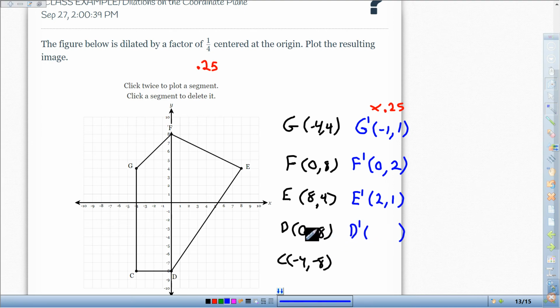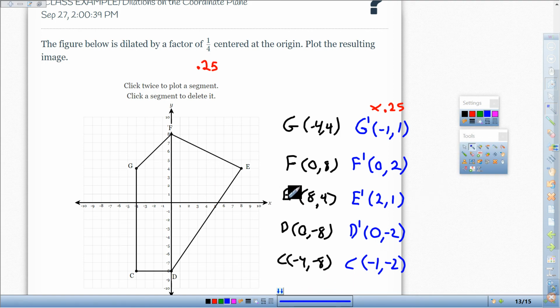D prime, 0 times anything is 0. -8 times 0.25 is a -2. And C, -4 times that is a -1. -8 times that is a -2. All right, I did it very quickly. Make sure you just double check with your calculator. Cool, so let's see what it looks like.